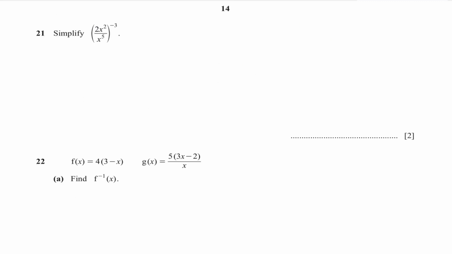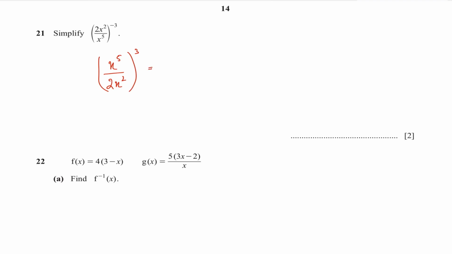Okay, now let's do question number 21, which is (2x square upon x power 5) raised to the power minus 3. So actually the first thing you should do here is turn the power from negative to positive. And how can you do that? You can do that by taking the reciprocal. So (x power 5 over 2x square), the whole thing cubed. So you can either cube it first and then simplify the brackets, or you can simplify the bracket first and then cube the final answer.